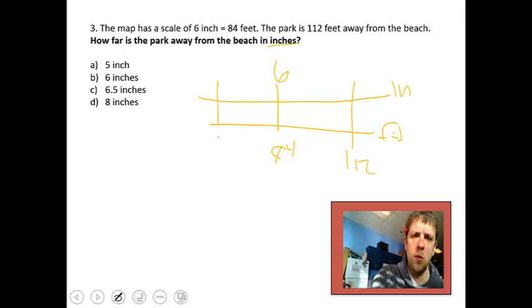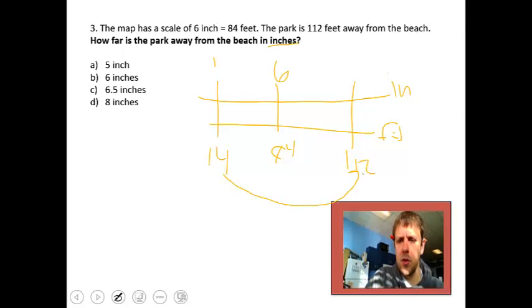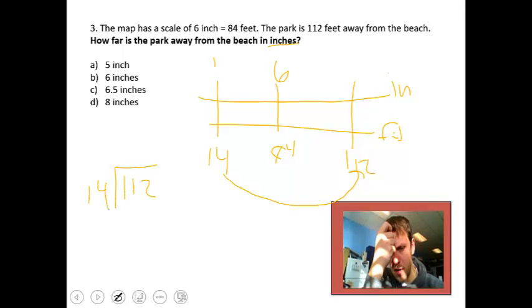Alright. So we remember that 1 is equal to 14. And now we need to figure out how to get from 14 to 112. So I'm going to divide 112 divided by 14. Alright, I have to remember how to roll my 14s. I don't, so I'm going to multiply. How about 5?